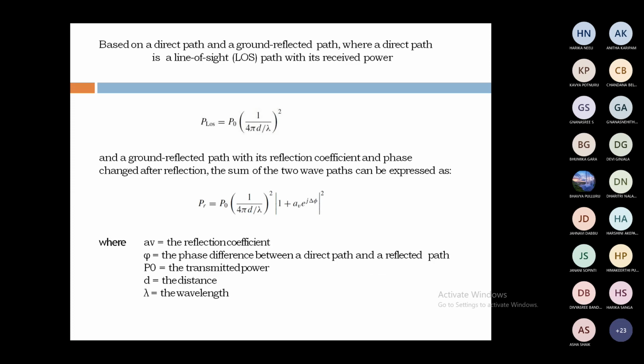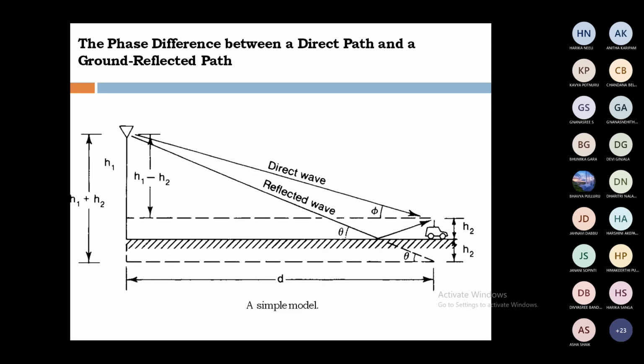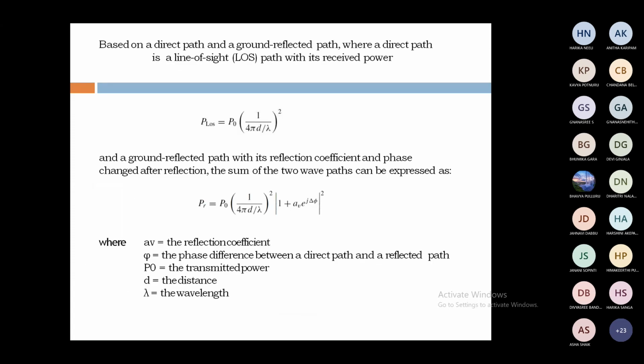Suppose based on the direct path and ground reflected path, the received power due to the line of sight, that is, due to the direct path. How much is the received power? P line of sight, P LOS, is equal to P naught into 1 by 4 pi d by lambda, whole square. We discussed in the first unit how to calculate received power. Here we are calculating it due to the line of sight path.